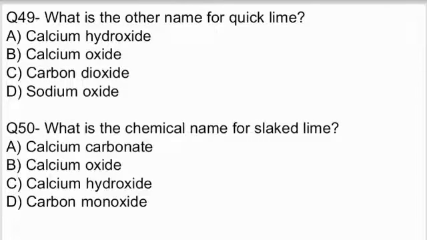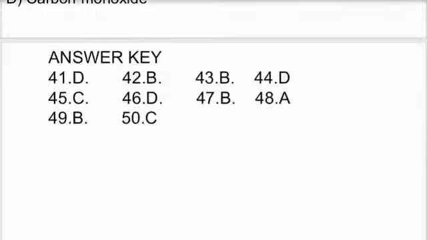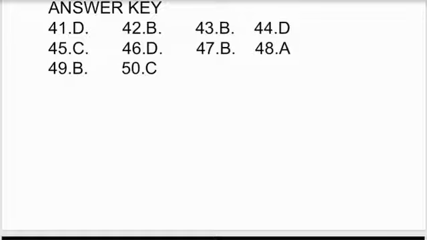The next question. What is the other name of quicklime? The options are calcium hydroxide, calcium oxide, carbon dioxide, sodium oxide. The correct option is B, calcium oxide. Next question. What is the chemical name for slaked lime? The options are calcium carbonate, calcium oxide, calcium hydroxide, carbon monoxide. The correct option is C, calcium hydroxide. So, here is the answer key for question number 41 to question number 50.